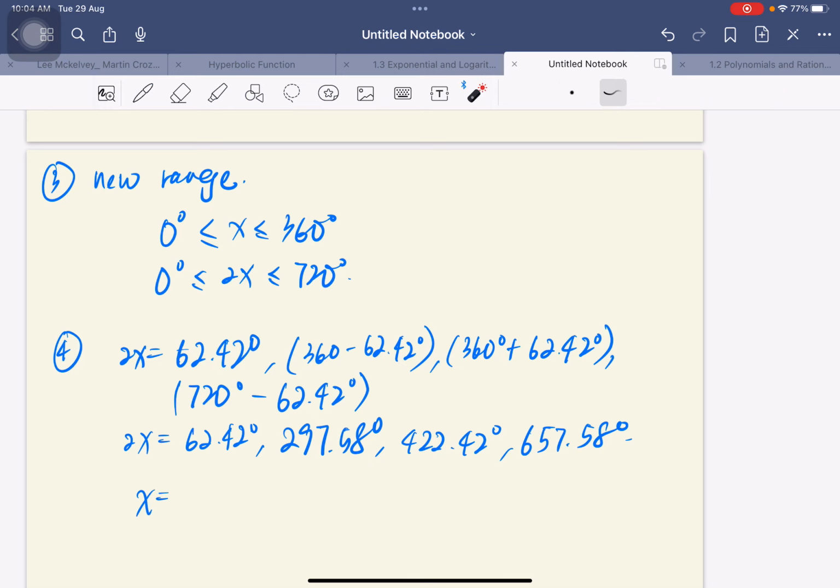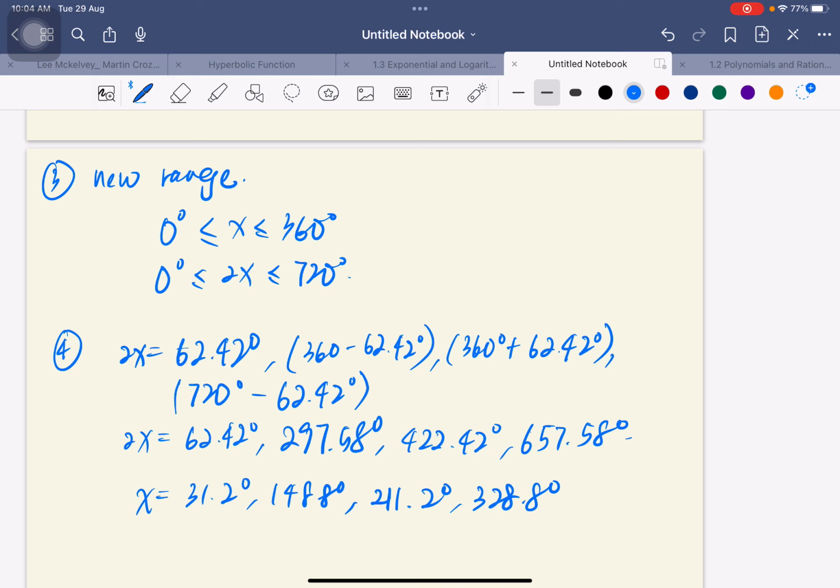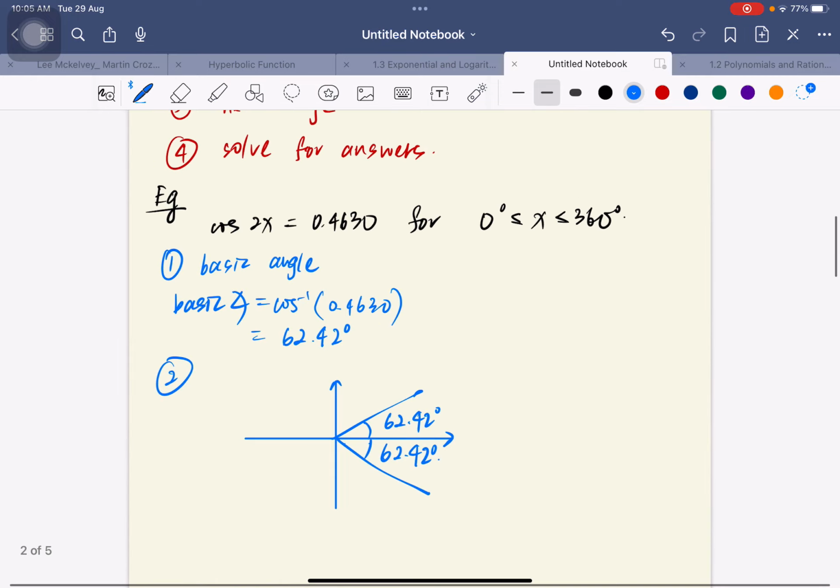this is in terms of 2x. We want x, so we're going to divide by 2 for the solutions. So we should get 31.2 degrees, 148.8 degrees, 211.2 degrees, and 328.8 degrees. So this is the solution for cos 2x equals 0.4630.